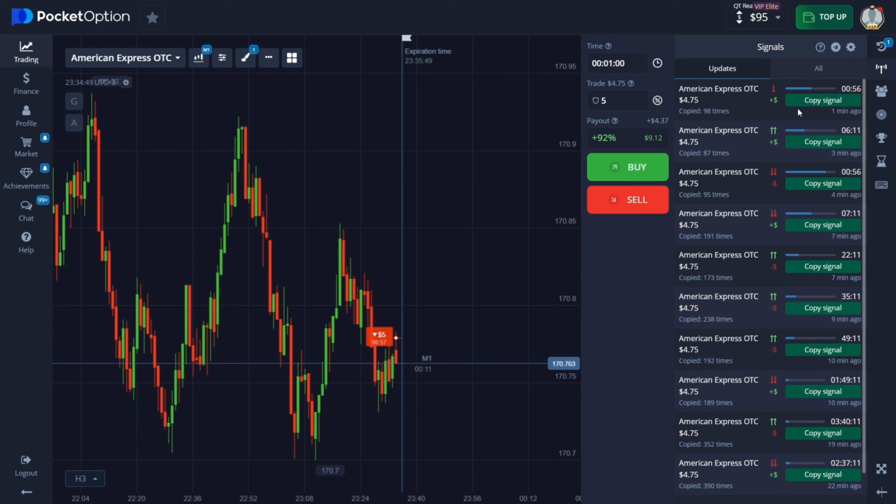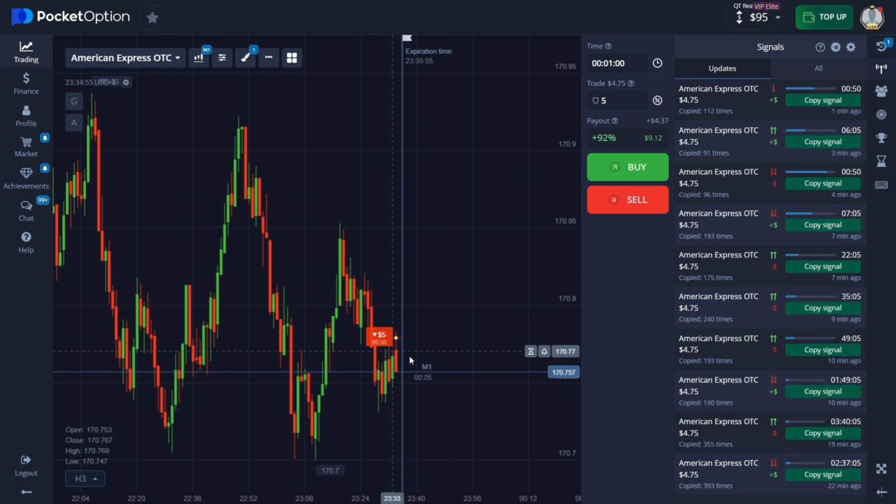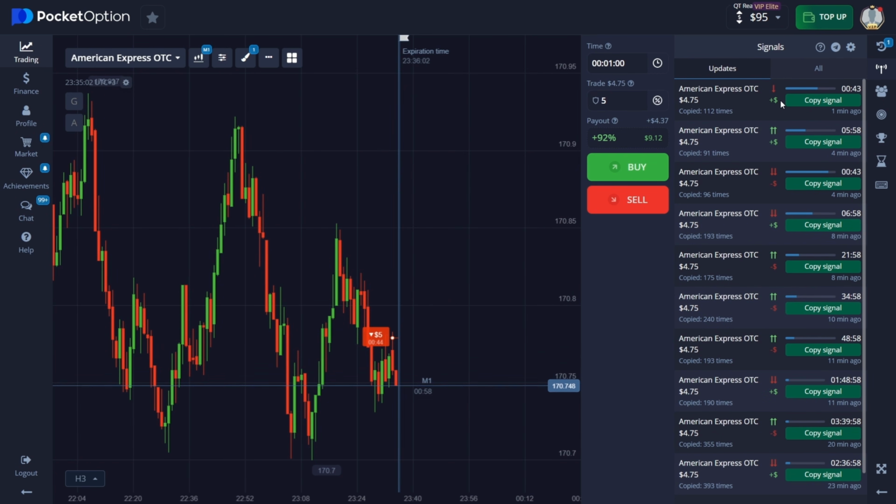The copy time was 112. This was a good trade and the number of copy times was also significant for this signal. Currently, the trade is in our favor, but we still have 30 seconds left. As you can see, the number of copy times has increased and now it is 137 for the same trade. Let's see how much we can make by the help of Pocket Option signals.